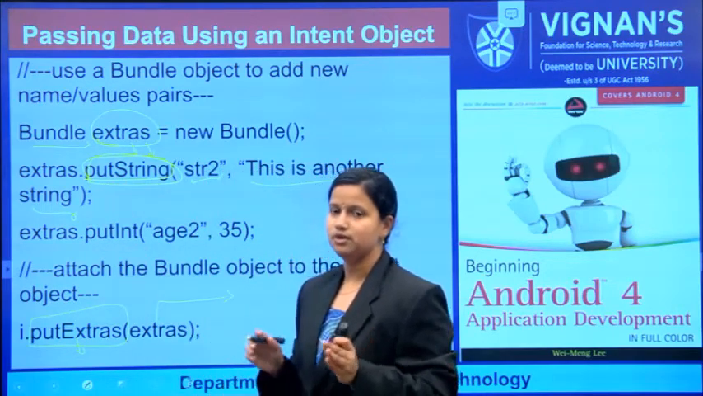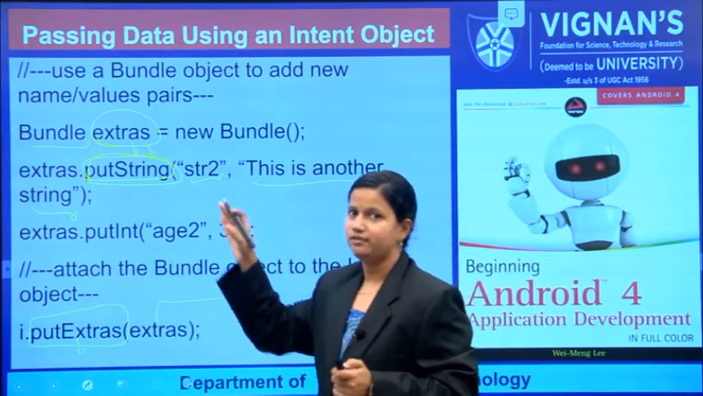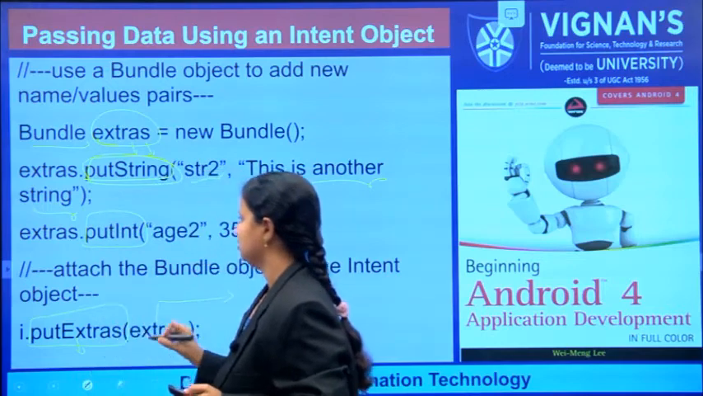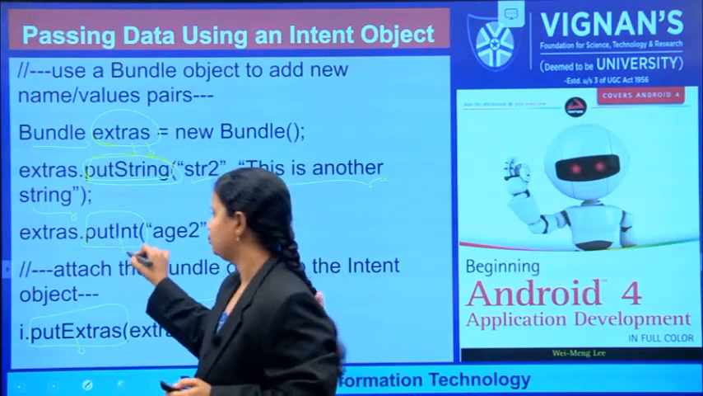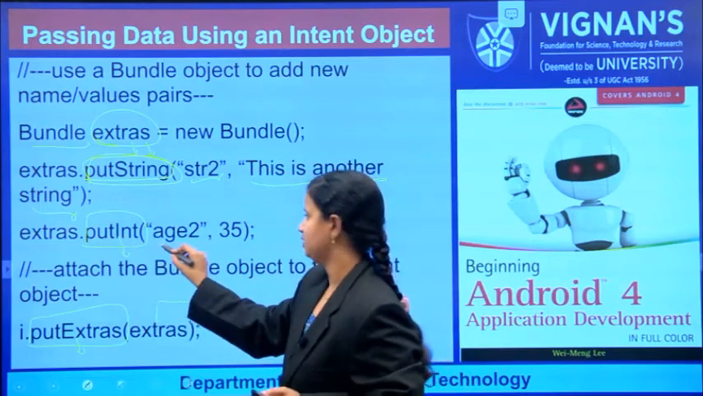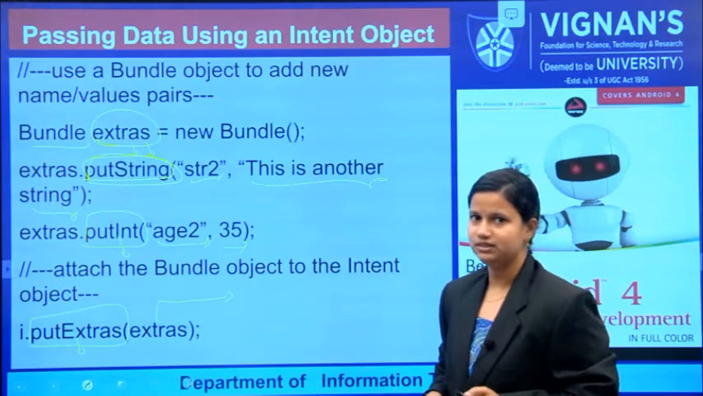First of all we set up the bundle object. For that bundle object I want to set information as an integer, so we call putInt. For the bundle object I call the putInt method with age and 35.